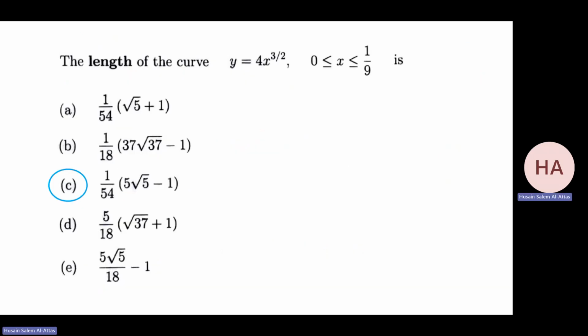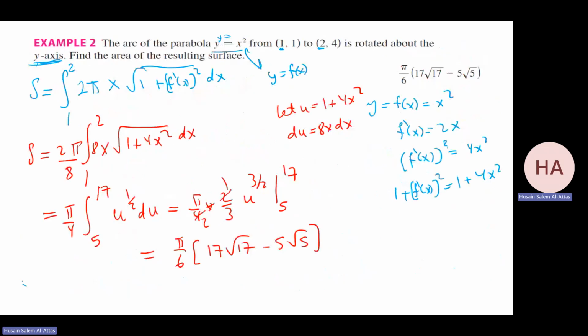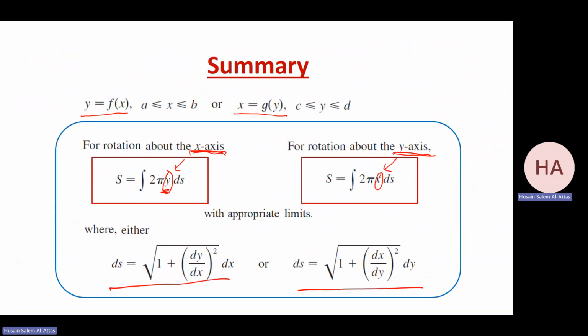I think we did a good number of questions for the surface of revolution. The main idea is here. If I have the rotation about the x-axis, I write y: 2π y times ds, which is the arc length. Rotation about the y-axis, I write x. Either it's a function of y or it's x. It depends on whether I am dealing with it in terms of x or in terms of y.